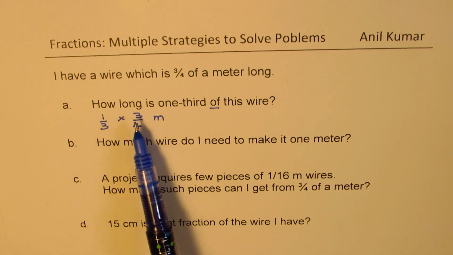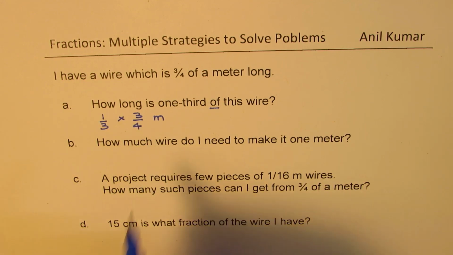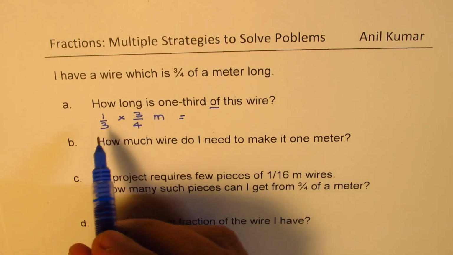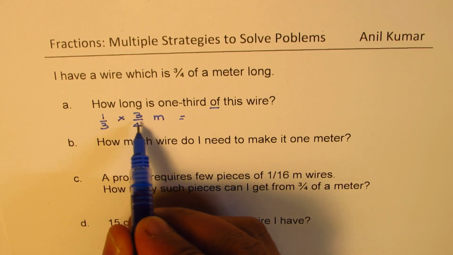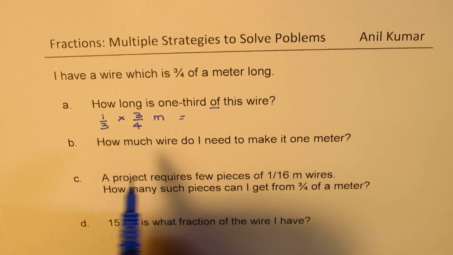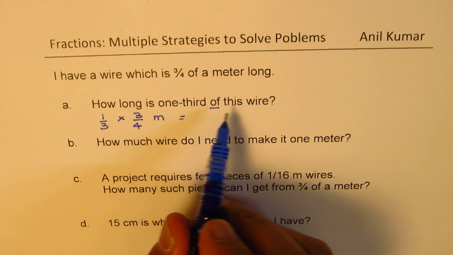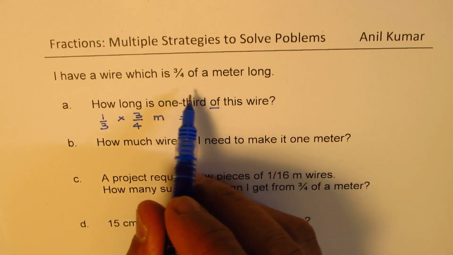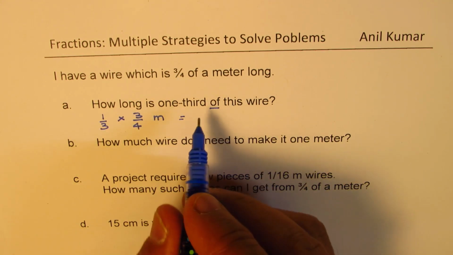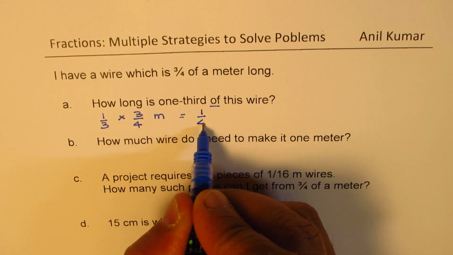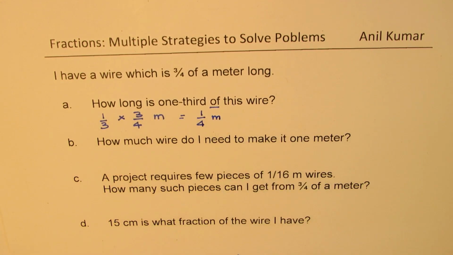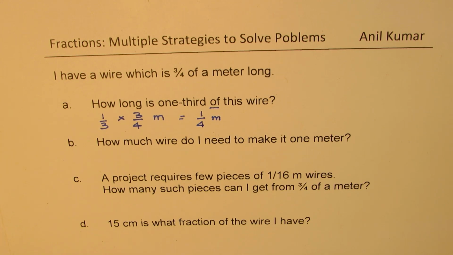You see that? So we have 3/12, or some of you can cancel this 3 and 3 and get 1/4, right? So how long is 1/3 of this 3/4 of a meter? It is 1/4 of a meter. Is that clear to you? So that is what is the solution, right?